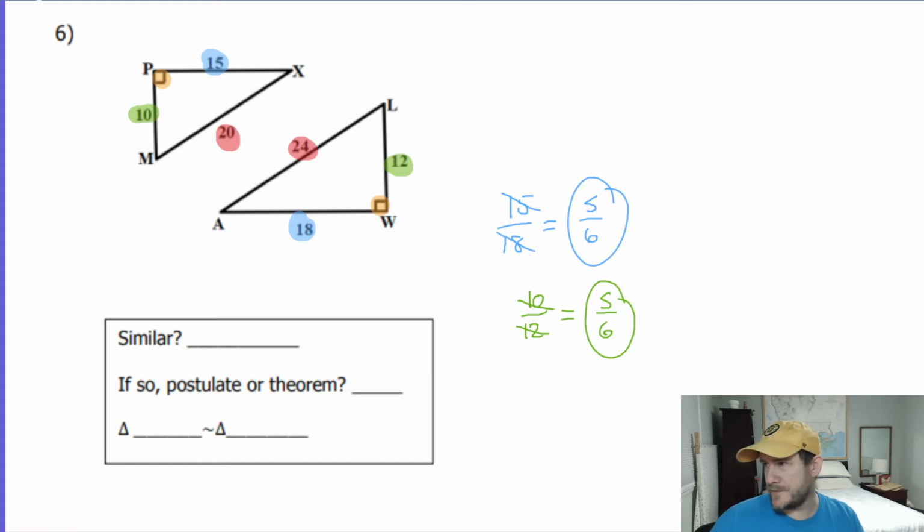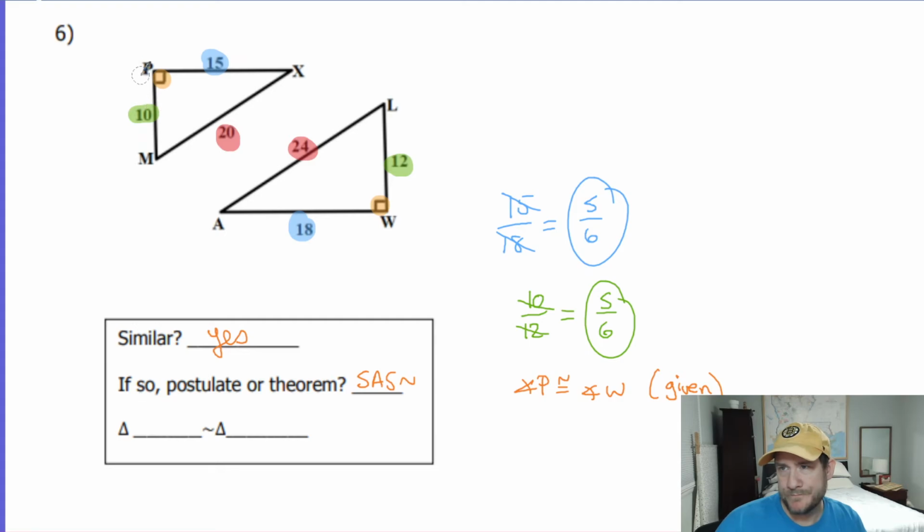And then, of course, you can talk about these angles. It's okay to say angle P. You don't have to use 3 letters. So angle P is congruent to angle W. And we can just say given. If they're both marked as 90 degrees, then it's given that they're congruent. So that gives us side angle side similarity. So are we similar? Yes. So which triangles are similar? I don't know, PMX.